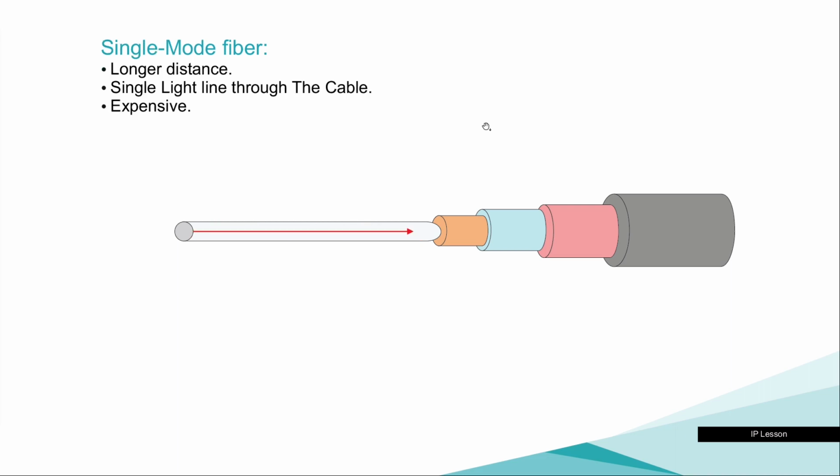We also have the single mode. The single mode supports longer distances because the light runs in a straight line, and the source light for the single mode is a laser. This type of cable is expensive.